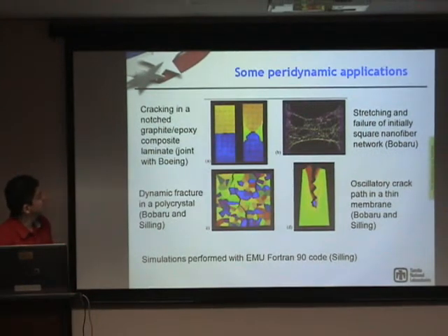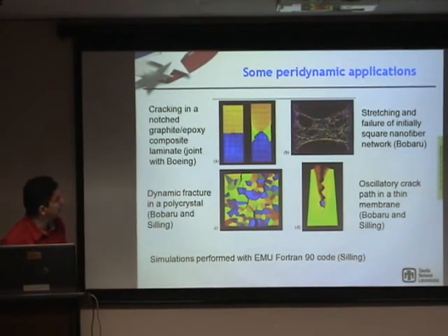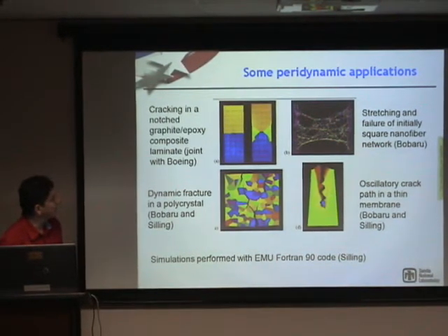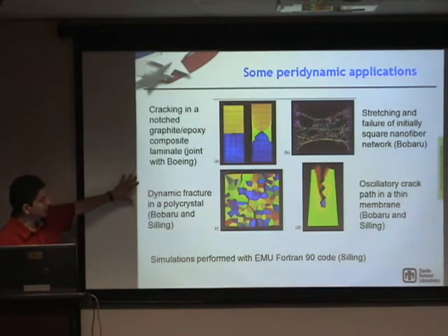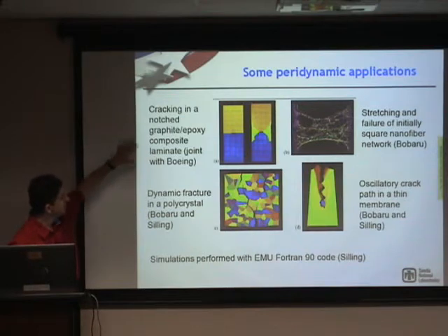And so to give you some applications now, I'm going to switch over to applications. Stuart has his own code, a Fortran 90 code that he developed. These were done with his code. Then I'm going to show you one that was done with the LAMPS implementation. But to give you some of the applications that were done, there is composites.